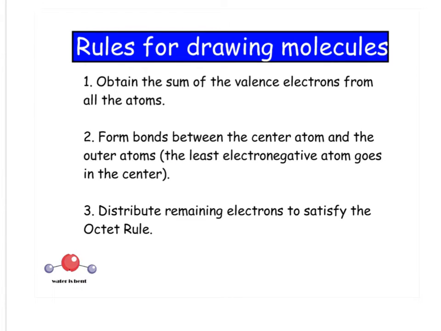Obtain the sum of the valence electrons from all the atoms. Form bonds between the center atom and the outer atoms. The least electronegative atom goes in the center. So you need to remember your electronegativity trends. And then distribute remaining electrons to satisfy the octet rule, which is everybody wants 8, right? Except for hydrogen, he only wants 2.